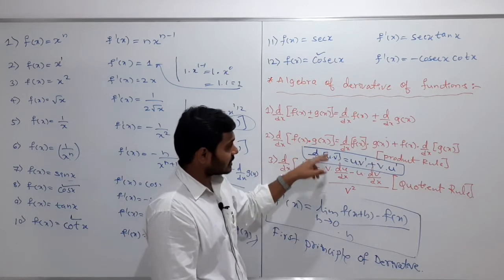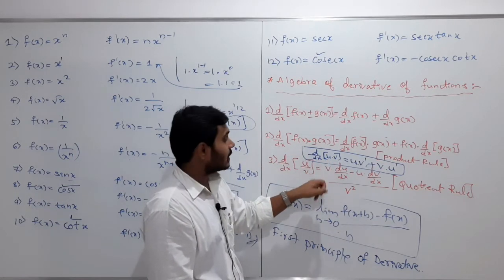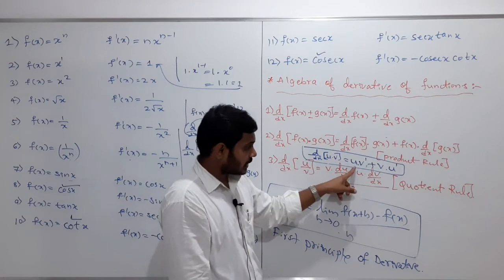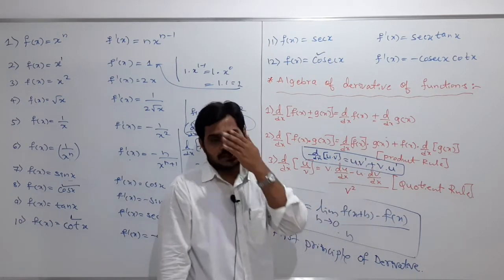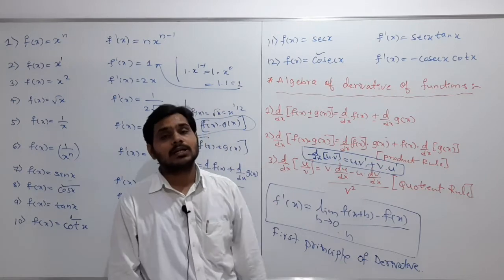Instead of writing f of x and g of x, I took u and v, clear. So derivative of u into v: first function as it is, derivative of second, plus second function as it is, derivative of first. This we can call the product rule, clear.